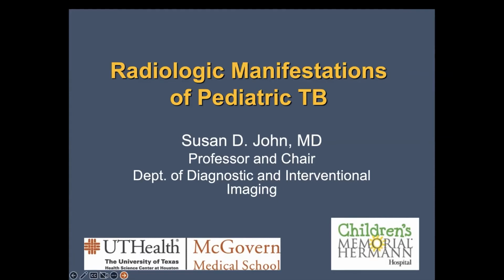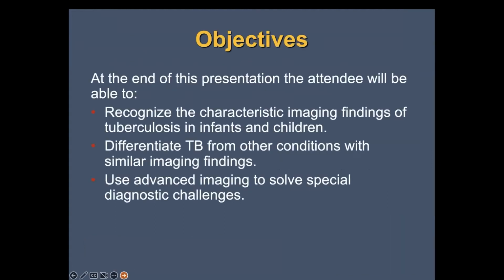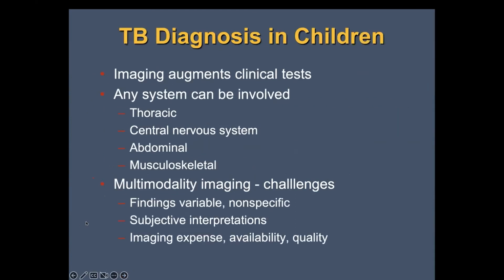But today I'm going to really show you, I have no disclosures, by the way. I'm going to show you some of the imaging findings that we see in infants and children that have TB, and talk a little bit about how we can sometimes differentiate TB from other conditions that have very similar findings. And I will also show you when advanced imaging is an important tool to use, although I will focus largely at the beginning of the talk here on chest X-rays, which is one of the major tools, of course, that we use.